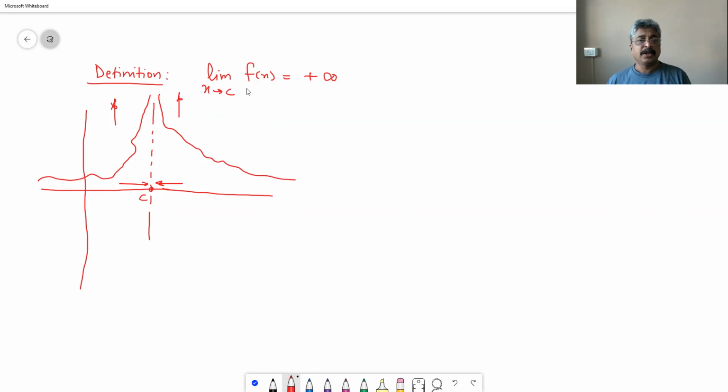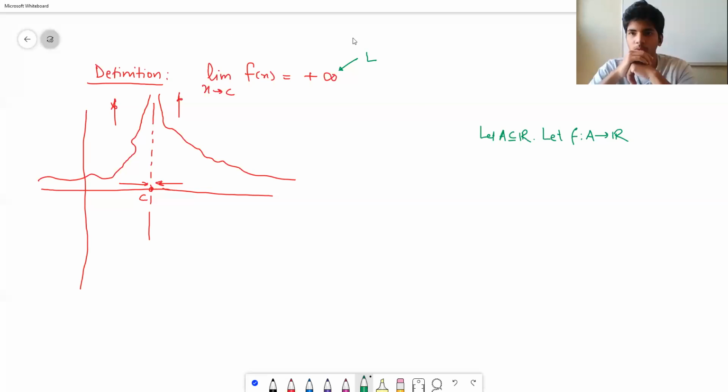So try to create your own definition of limit in this case, show it to me, then we will write down together the complete correct definition. What was our definition when this infinity was a finite number L? Let me just recollect that definition.